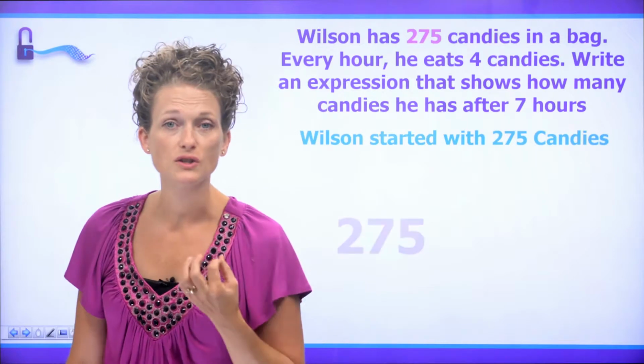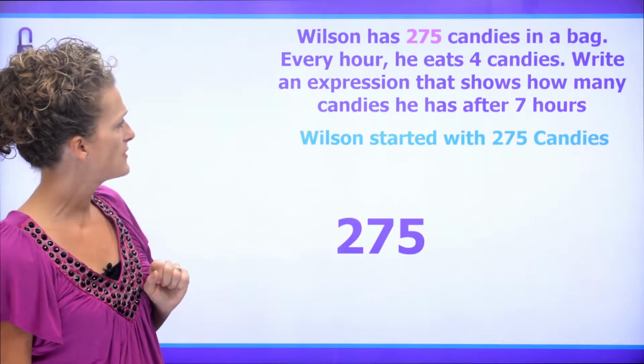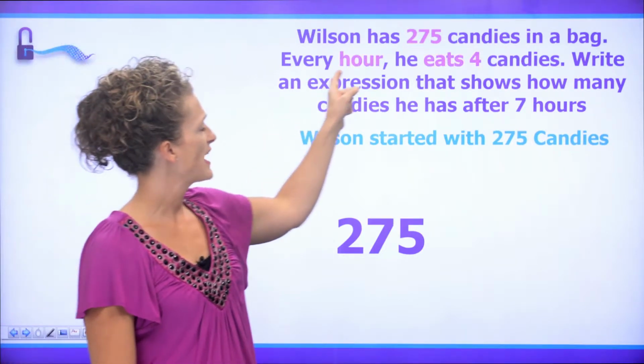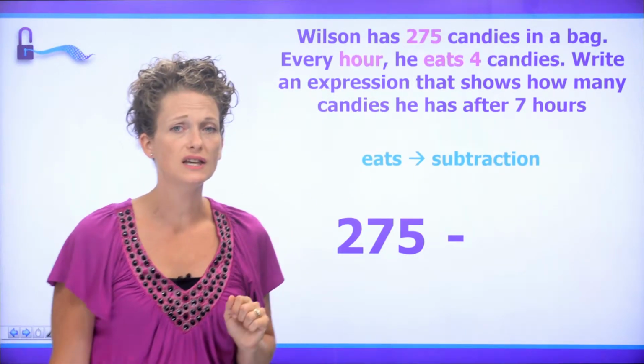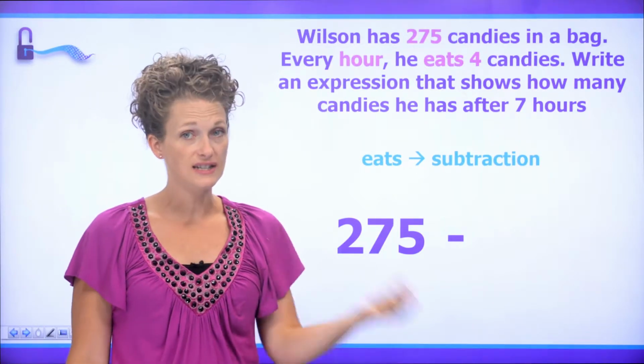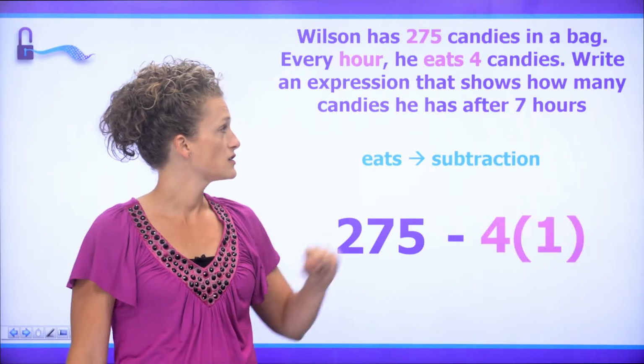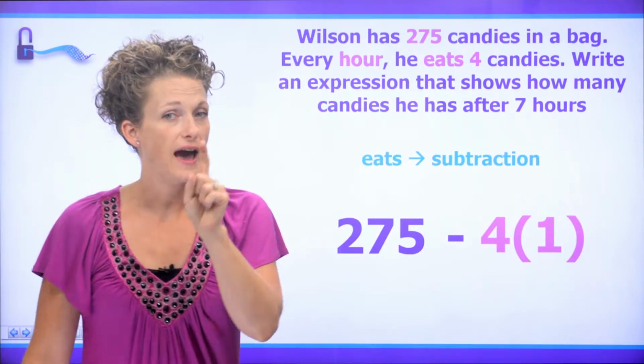All right, so the most important thing is he starts with 275. So if Wilson starts with 275, so are we. So we write down our 275, and then we look at every hour he eats 4. So eats is going to tell us it's subtraction, right? Because he no longer has those candies. He's taken them away, he's eaten them, they're gone. So we have a subtraction, and it's 4 for every hour.